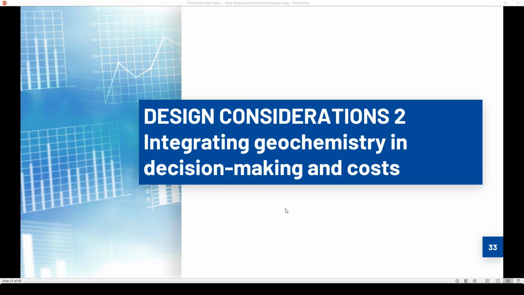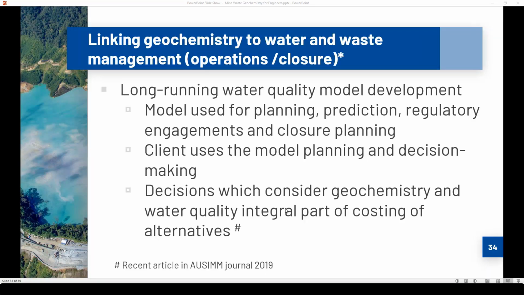So for the next case study, I'm going to show an example of how we can link geochemistry to the day-to-day decision-making on a mine site. For this particular case study, what I'll be showing here is from a very long-running water quality model that we've developed for a client. This model has been used by the client on a very regular basis for planning, for their regulatory engagements, and for their closure considerations.